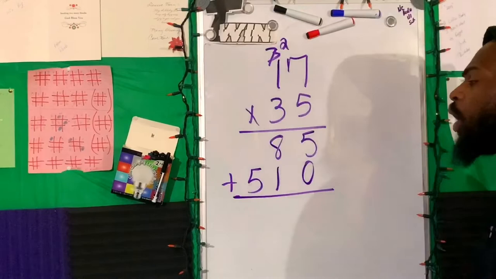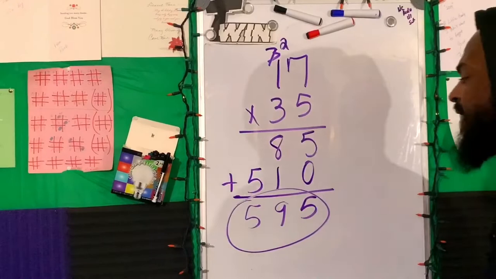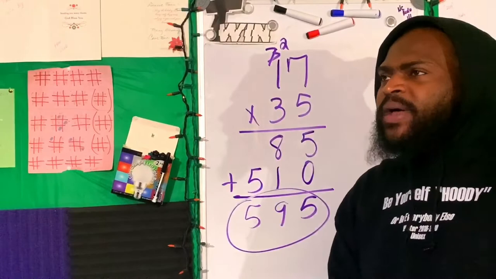Find your total, your sum. Now you have 595. In result, 17 times 35 is 595. I don't know what that crap was that Johnny George was attempting to teach you guys, but the school system is overcomplicating things. Why are you overcomplicating things?